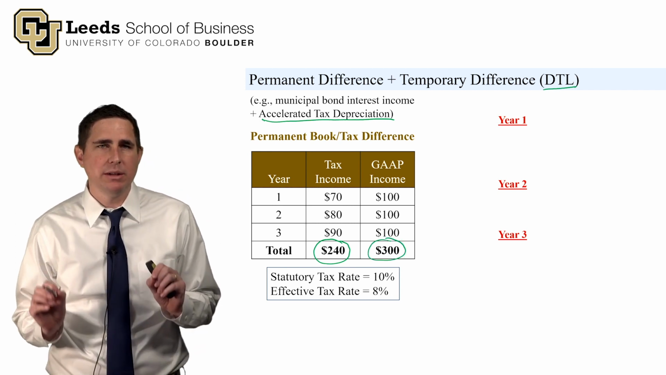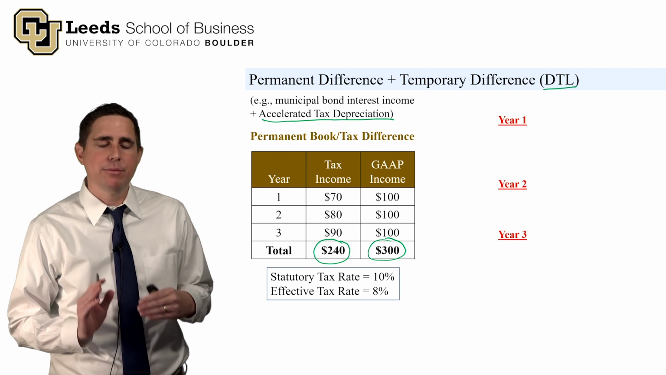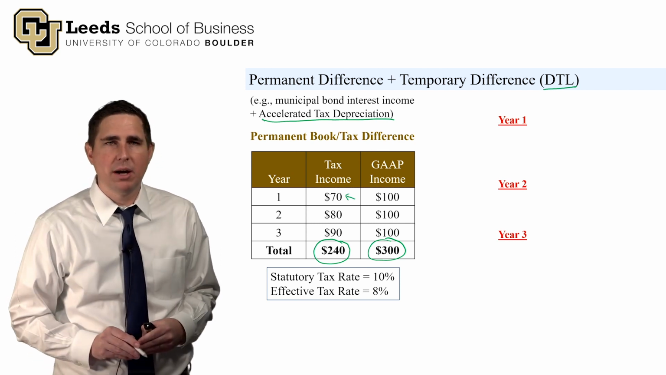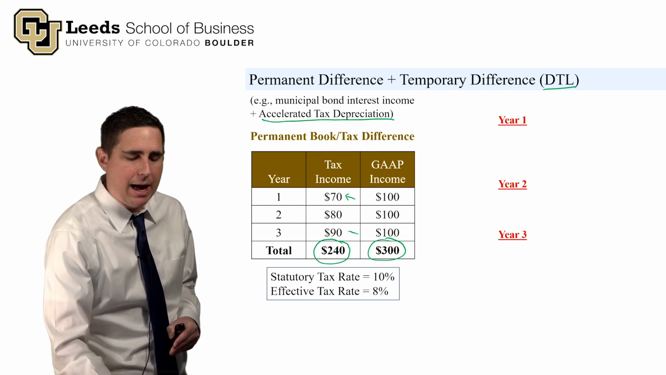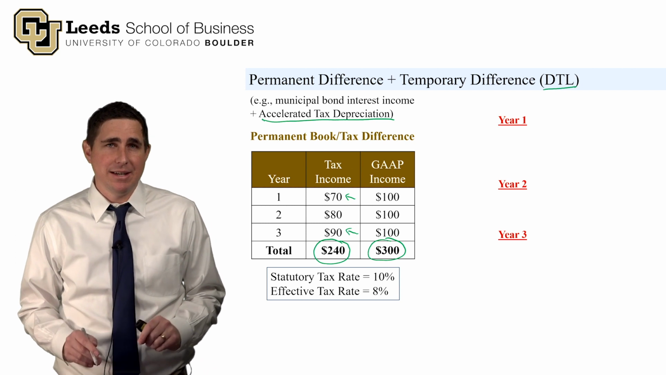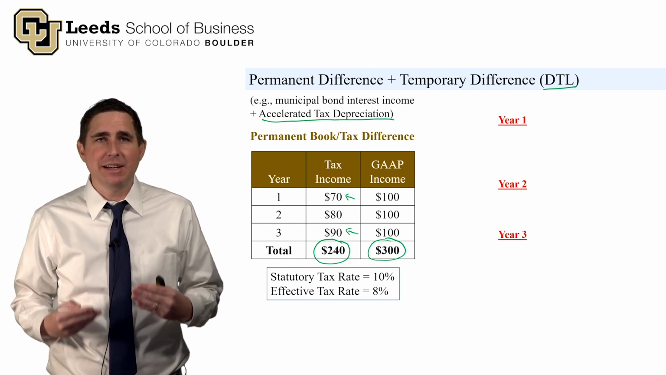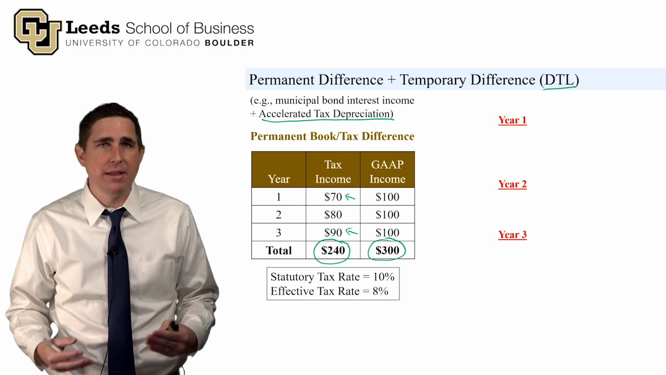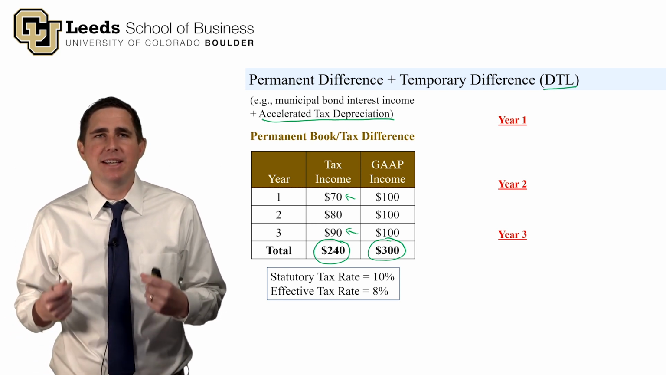So that same permanent difference is in there, but now there's a temporary difference layered on top where we have very low taxable income in early years and high taxable income in later years. The reason for this is IRS rules typically allow for accelerated depreciation on the equipment and property that you buy. And this is to incentivize investment.